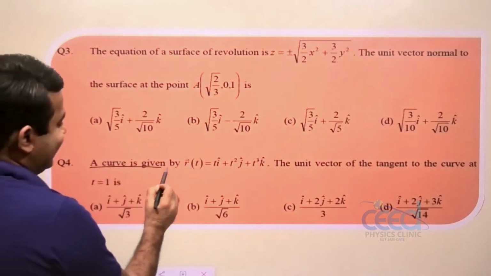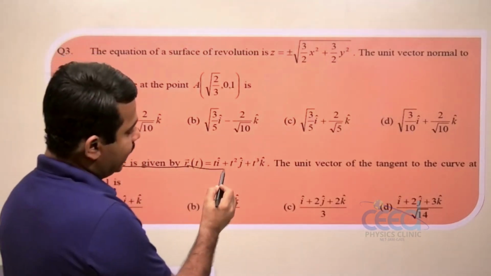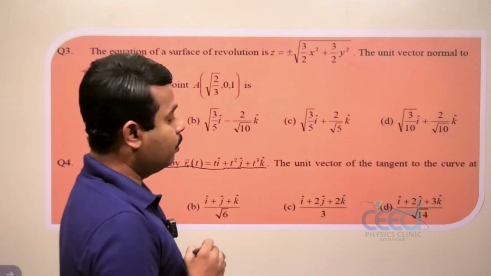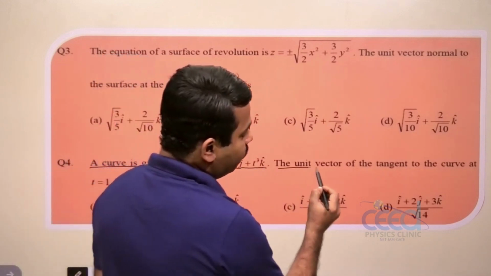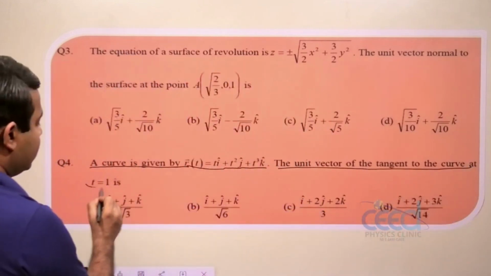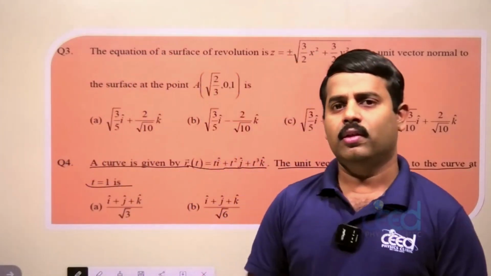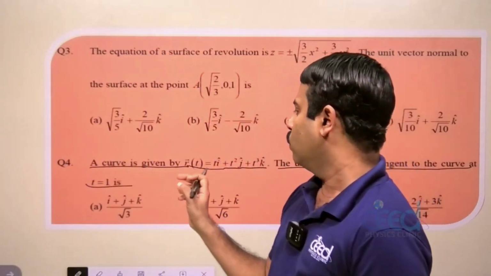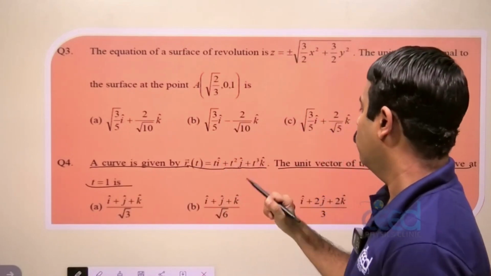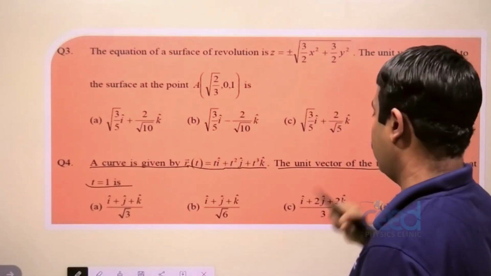A curve is given by r of t is equal to t i cap plus t square j cap plus t cube k cap. The unit vector of the tangent to the curve at t is equal to 1 is? Right. So, the curve is given in terms of the variable, that is r of t is equal to t i cap plus t square j cap plus t cube k cap. The unit vector of the tangent to the curve.